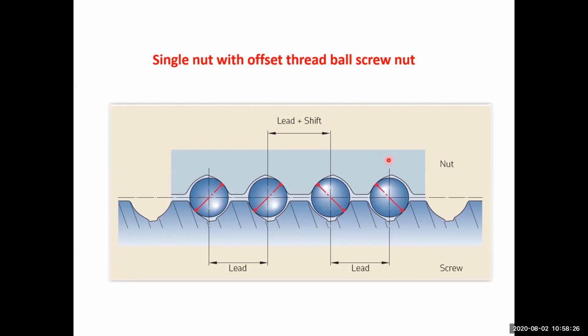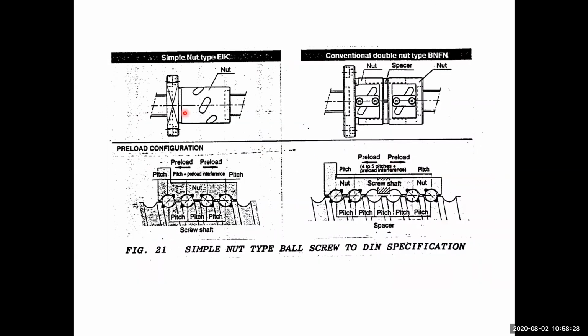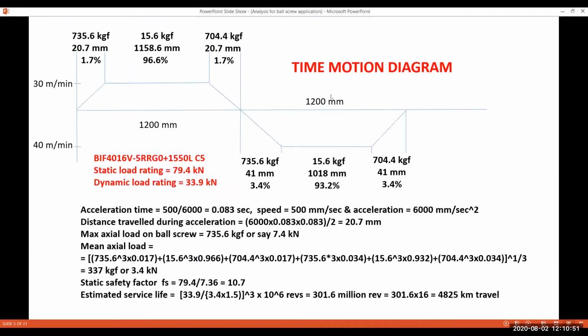This is the second type of preloading. So you can see here, this is the single nut offset thread, and this is the double nut with spacer. Okay. Now you see here, this is what we call a time motion diagram.